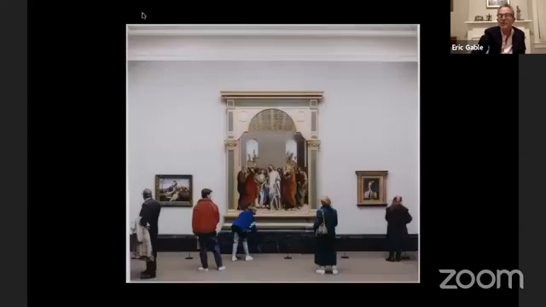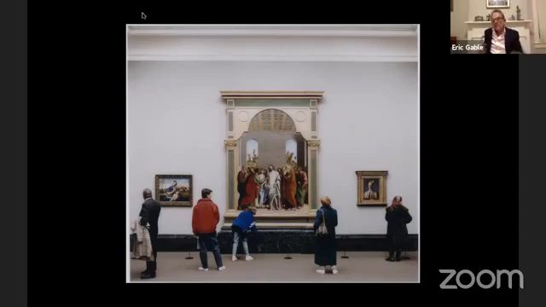Now I'm going to show you another image, and I want you to recognize that this image is actually a work of art in and of itself. It's a large format photograph of people in a museum looking at an object. And this photograph, itself a work of art, is also a story and a criticism of museums.